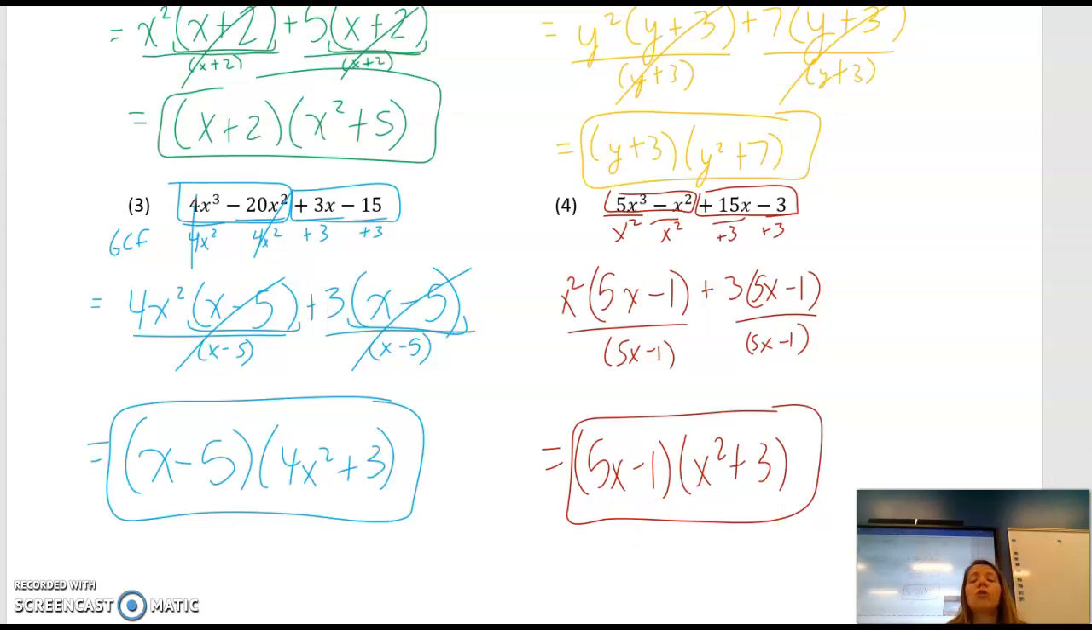Okay, so to summarize what we just did, we basically broke this up into 2 GCF problems. And so what you did to start class today is how you're ending class, by taking the GCF of the GCF to factor it by grouping.